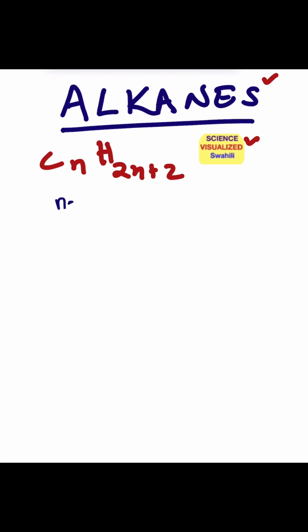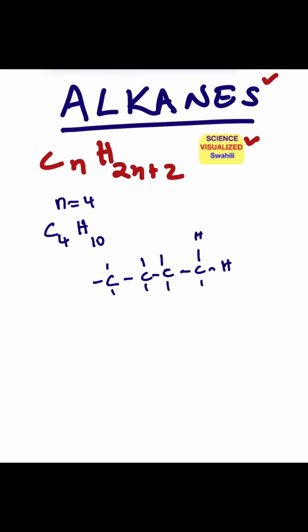Next, if n equals 4, then now the formula is C4H, 2 times 4 is 8, plus 2, H10. So that means we have 4 carbons, and then each carbon makes 4 bonds, so we fill the remaining positions with hydrogens. And if I just label them 1, 2, 3, and 4, you see that the skeletal structure will look like that: 1, 2, 3, and 4. And the name for this compound is butane.